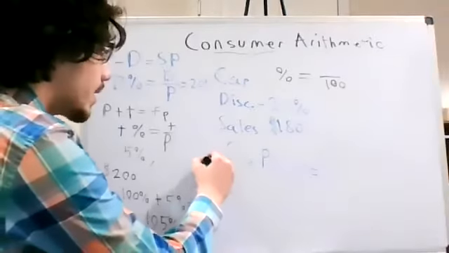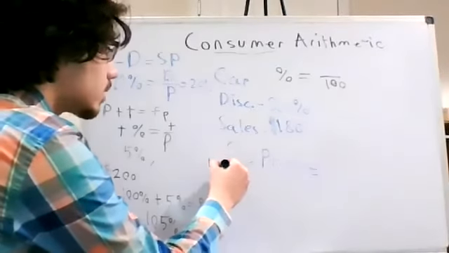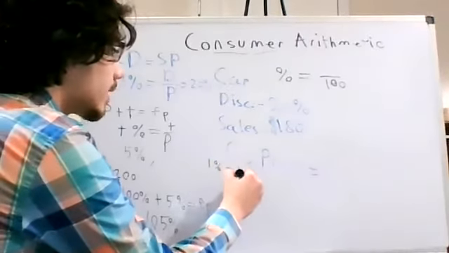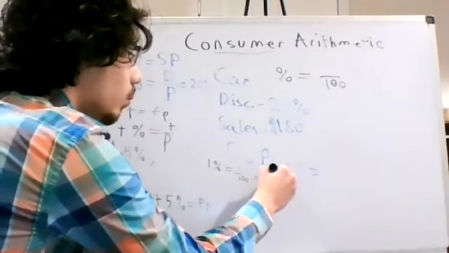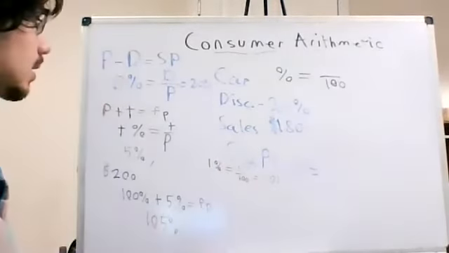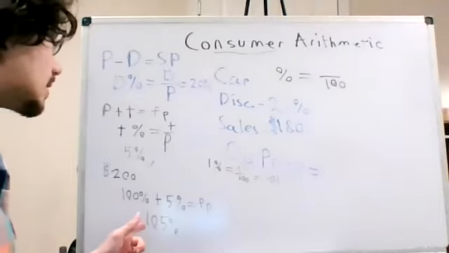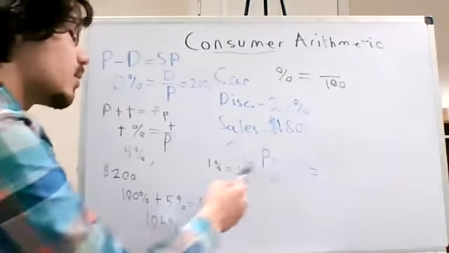Now, before we said that 1% is equal to 1 over 100, but it is also equal to 0.01. So what is 105% in decimal?